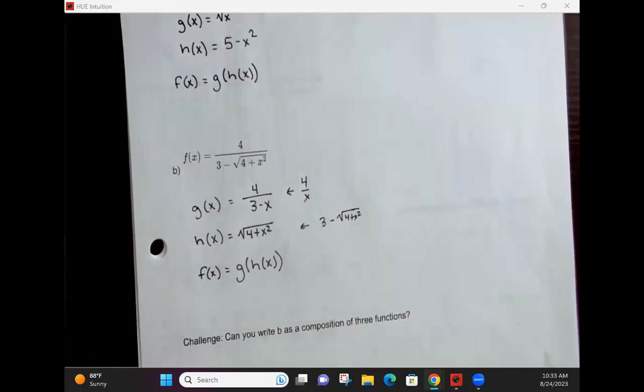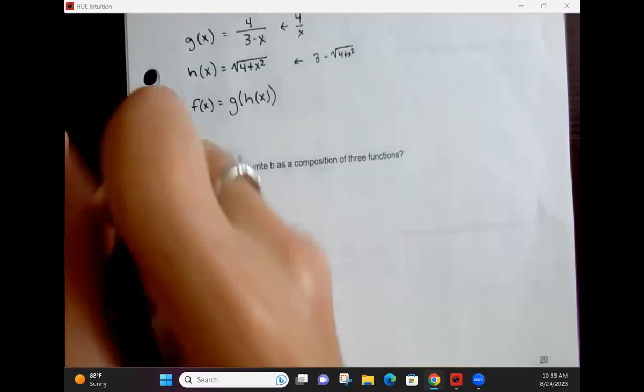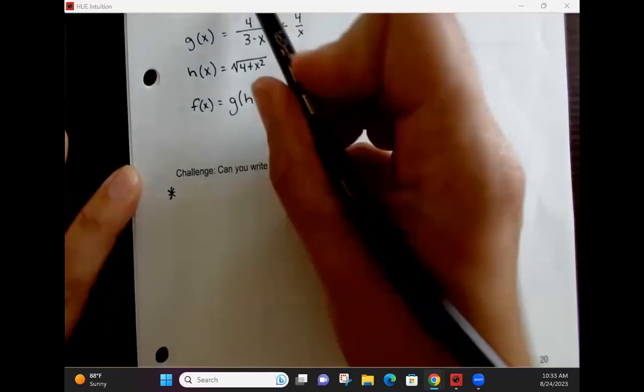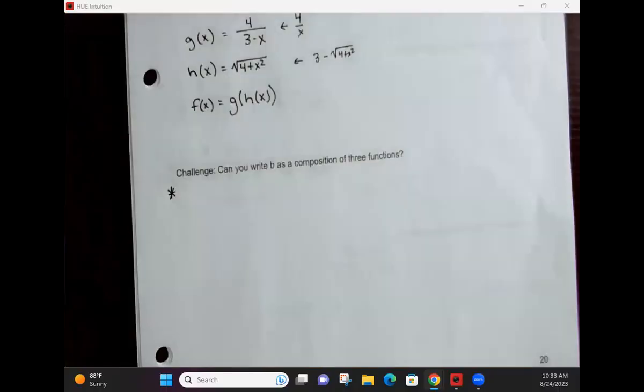Yeah, that's okay. There's more than one way I could decompose functions. You can also use more than two functions. So the last thing I would like you to try is to take b, split it up into three functions, so that if I did, let's say, g of h of k of x, I would get back to f of x. Okay? That's the last thing I want you to try for today. After you've written your function, compare with a neighbor.